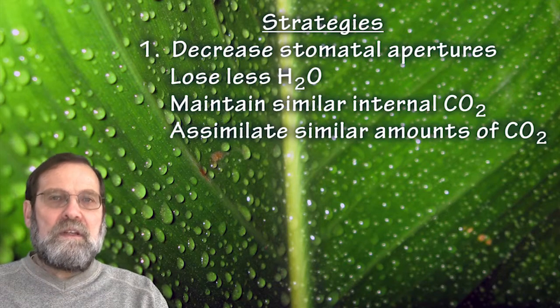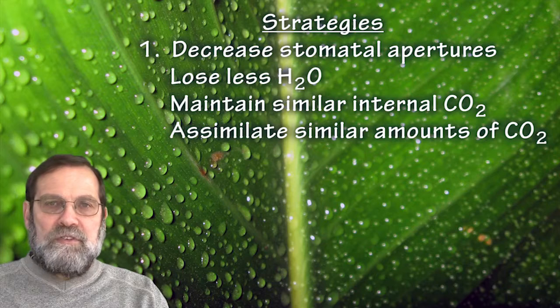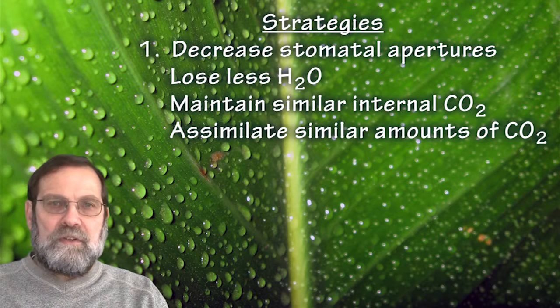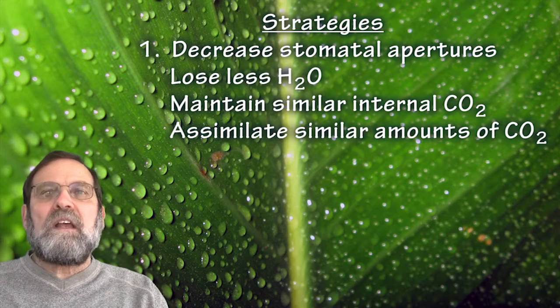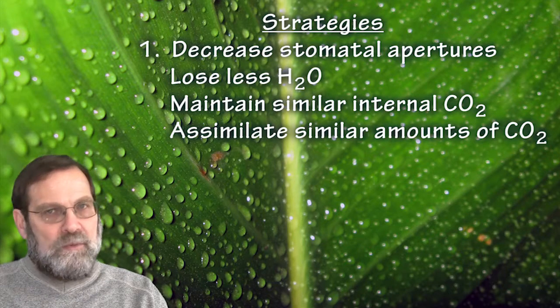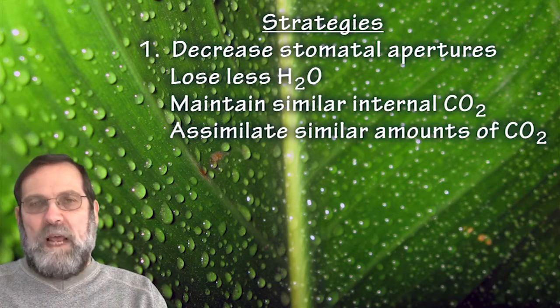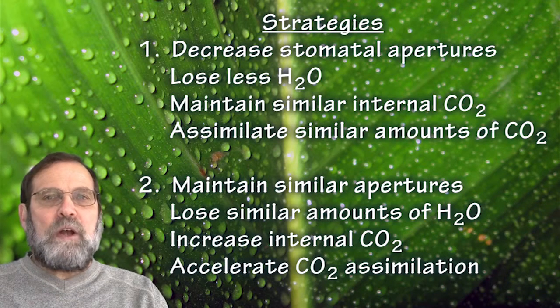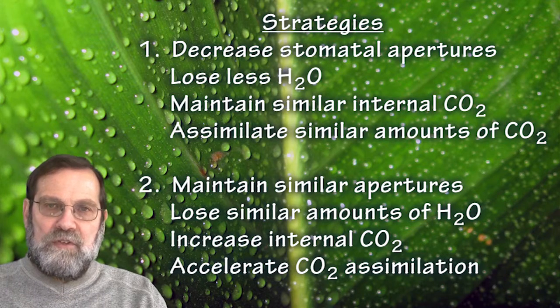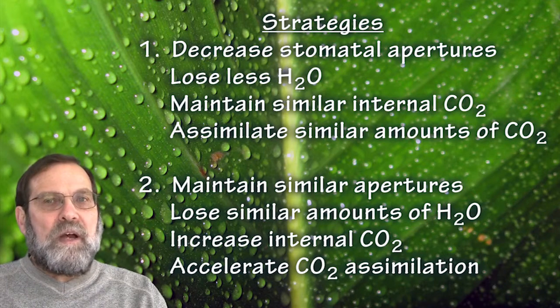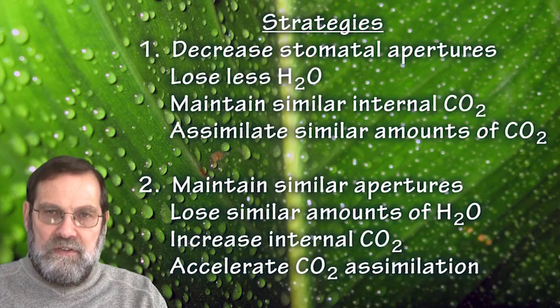Strategy 1. They might decrease their stomatal apertures to conserve water while maintaining similar carbon dioxide concentrations within their leaves, and thereby assimilate carbon dioxide at similar rates. Strategy 2. They might open their stomata to the same extent and lose water at similar rates, but increase carbon dioxide concentrations within leaves and thereby accelerate carbon dioxide assimilation. So what do plants actually do?